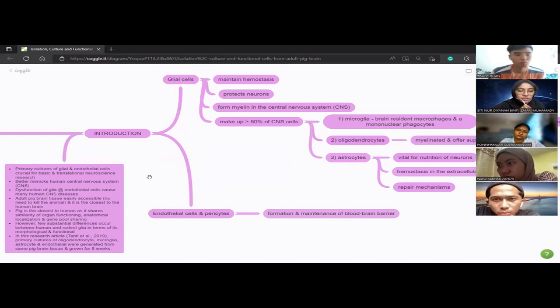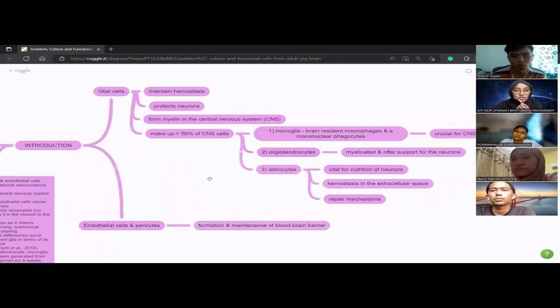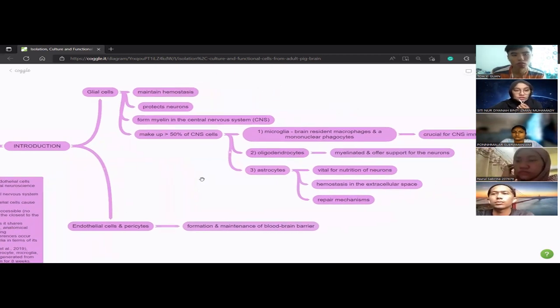In this research, primary cultures of oligodendrocytes, microglia, astrocytes, and endothelial cells were generated from the same pig brain tissue and grown for 8 weeks. What are glial cells? They are essential to maintain homeostasis, protect the neurons, and form myelin in the central nervous system. Glial cells make up more than 50% of CNS cells.